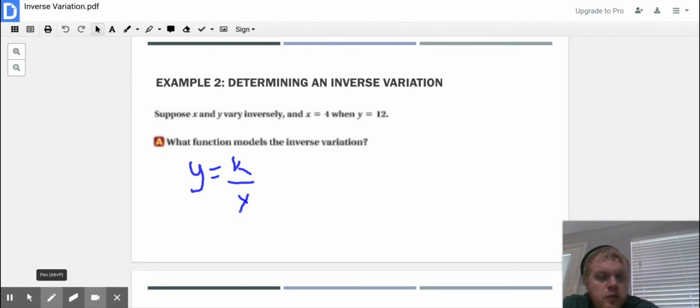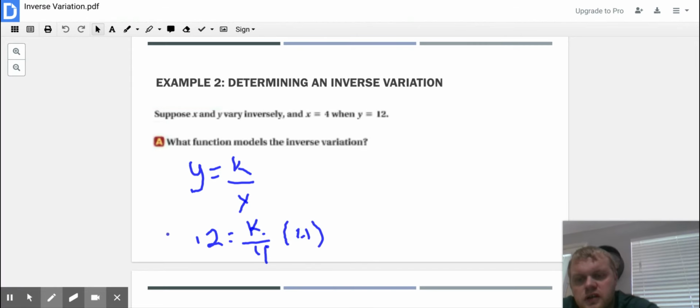This is going to be the model that we see, y equals k over x. So essentially here, we're trying to find what the inverse variation is, or our k. We're trying to solve for k. So I'm going to plug in what I know. We know that y is 12, and we know that x is 4. To get k by itself, we're going to multiply both sides times 4. So k will end up equaling 4 times 12, which is just going to be 48.